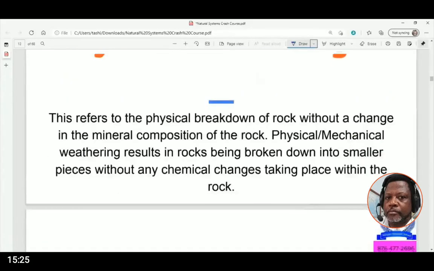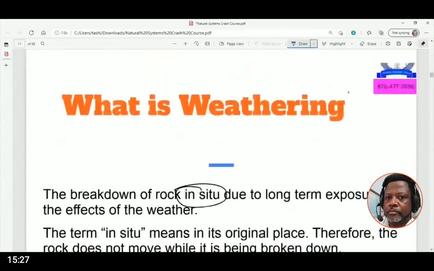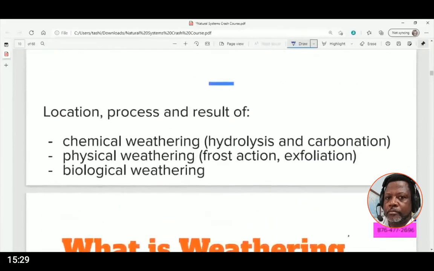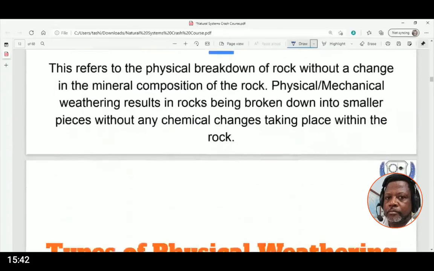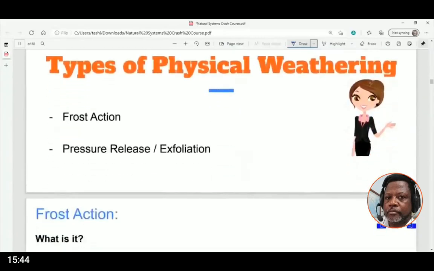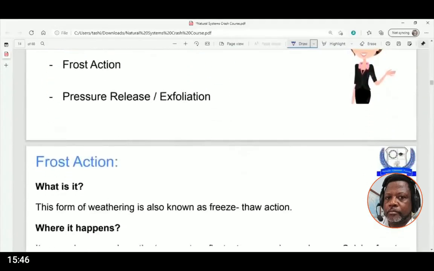So the syllabus specifically asks us to look at, hang on, what it is. All right, so here, the location of it, where it can be found, what is happening, and what it results in, right? So those are the specific things that we're going to look at. So the first one is frost action.